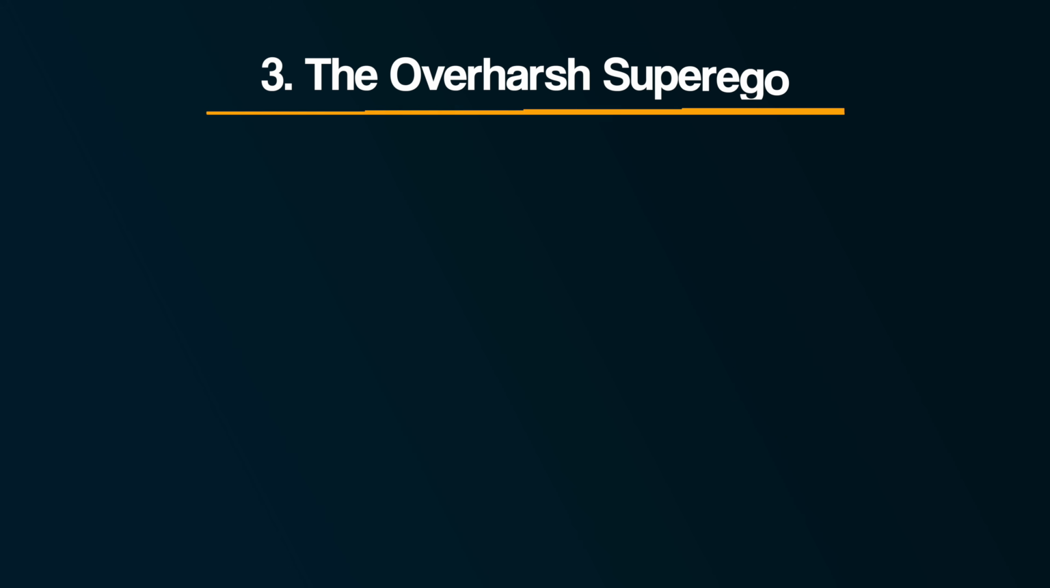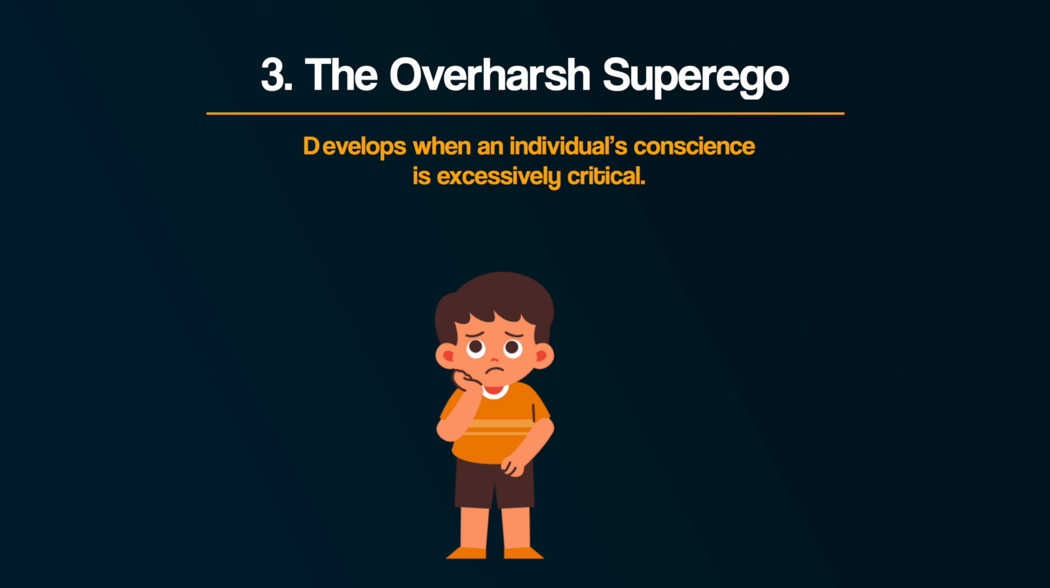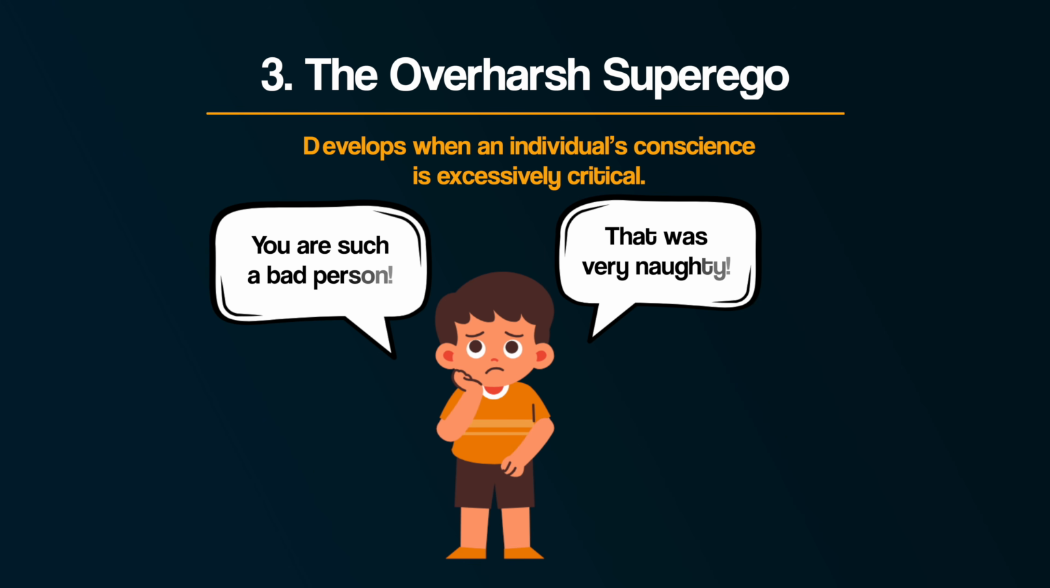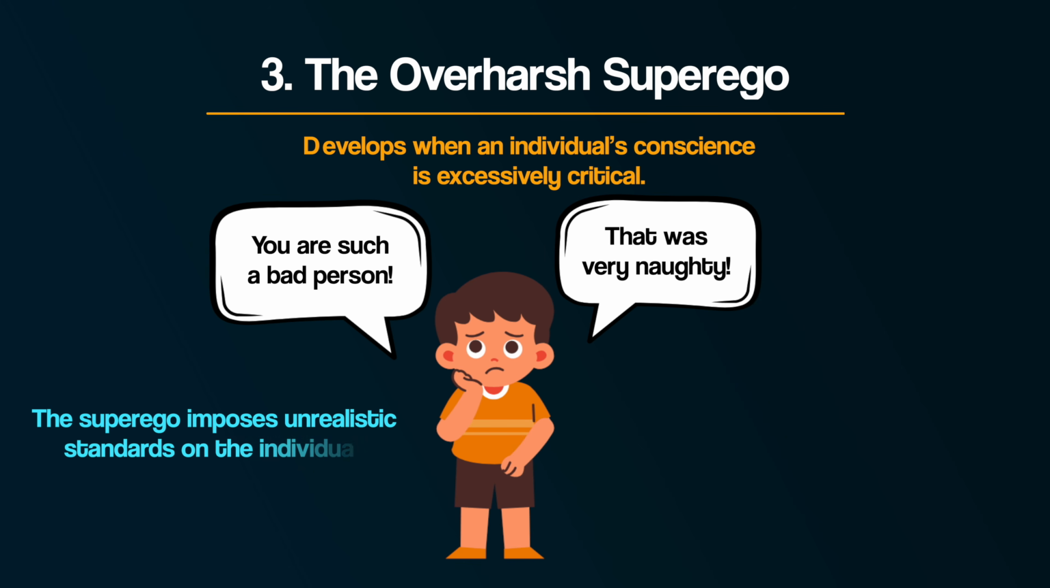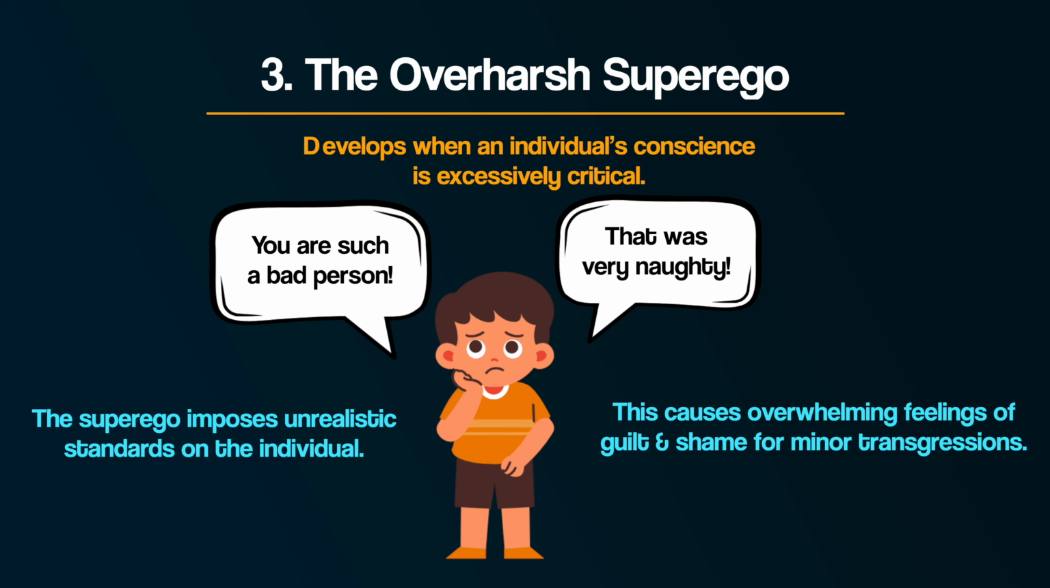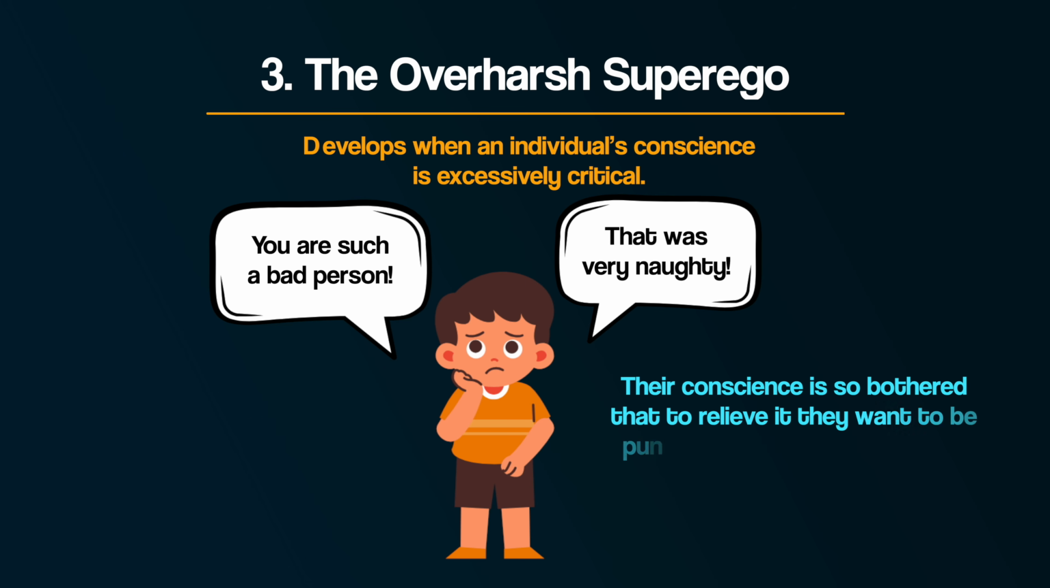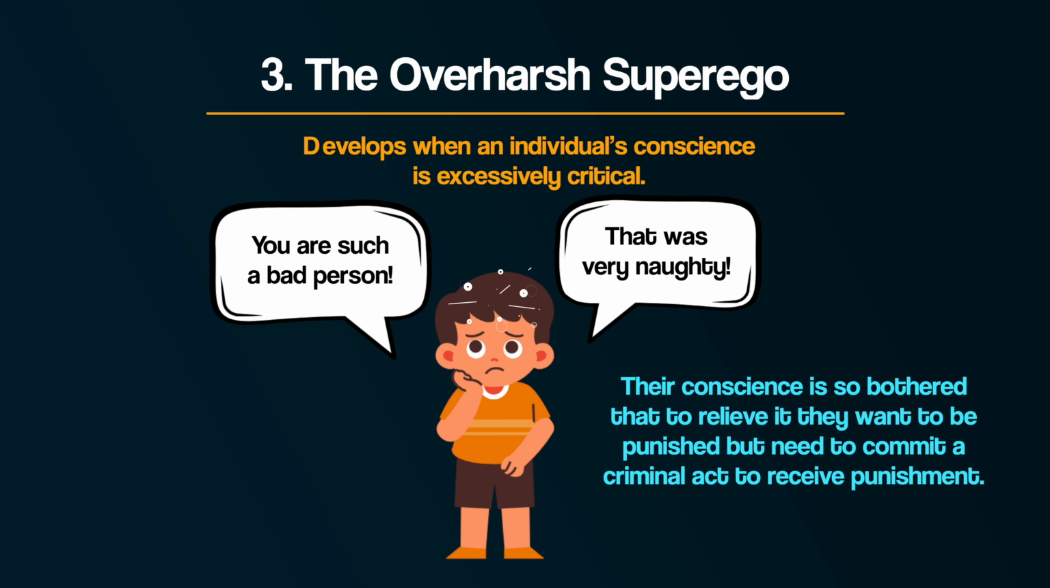The overharsh superego occurs when an individual's conscience is excessively critical. In such cases, the superego imposes unrealistic or overly rigid standards on the individual, causing overwhelming feelings of guilt and shame for minor transgressions. In other words, their conscience is so bothered that to relieve it, they want to be punished but need to commit a criminal act to receive punishment.